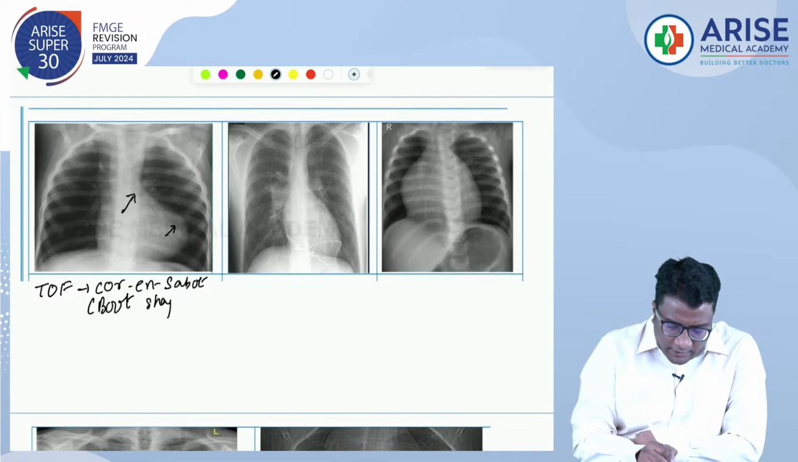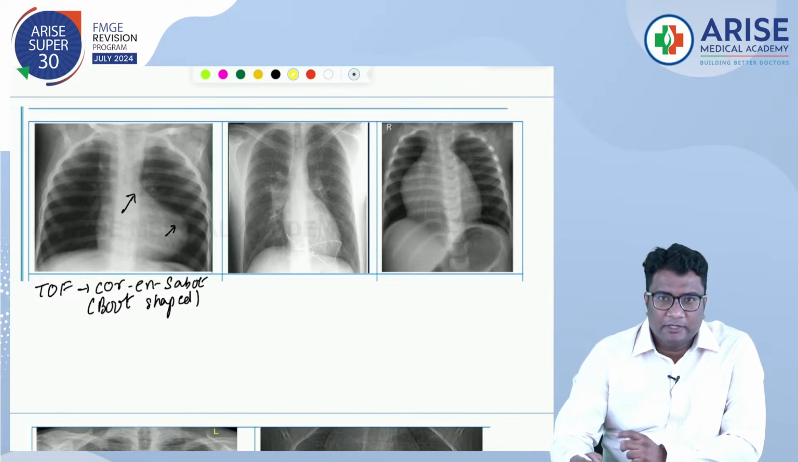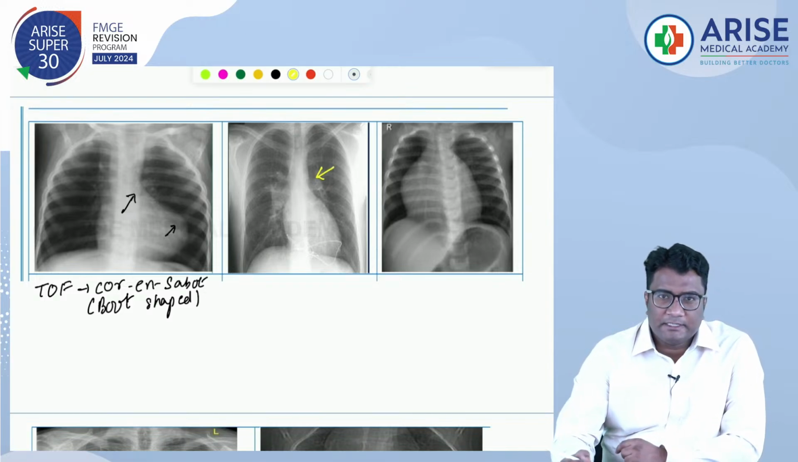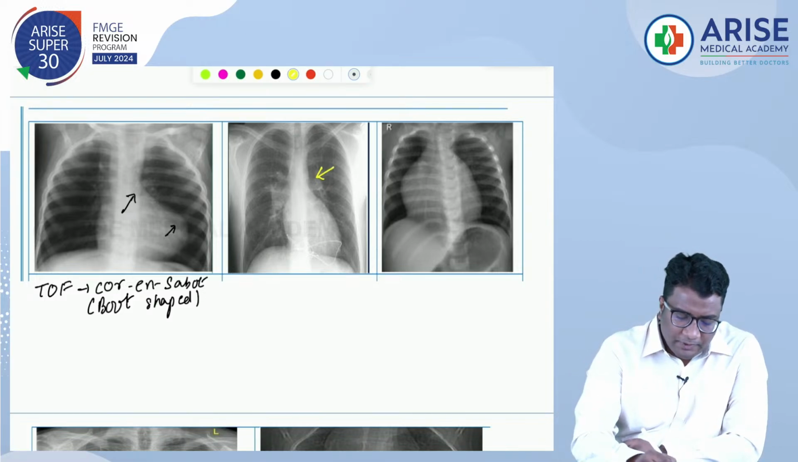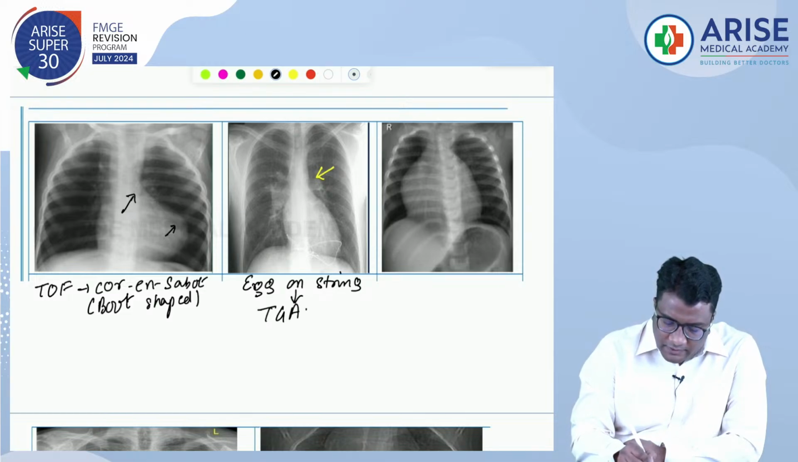And what is the second one? What if this radiograph is given in a cyanotic heart disease patient, a newborn with cyanosis? What is your answer here? Here you are seeing a narrow superior mediastinum. This is called egg on string appearance. This is a feature of transposition of great arteries.